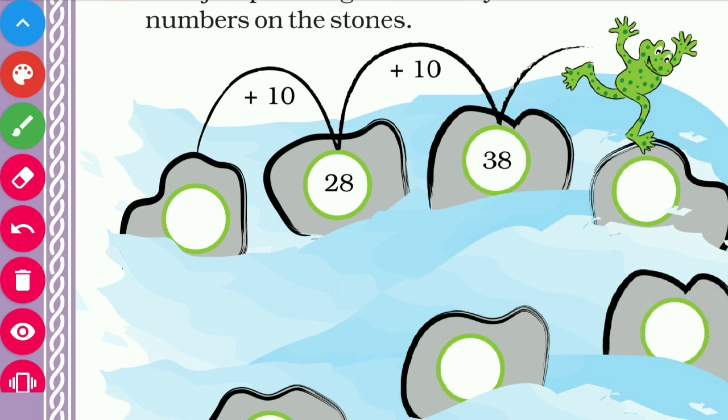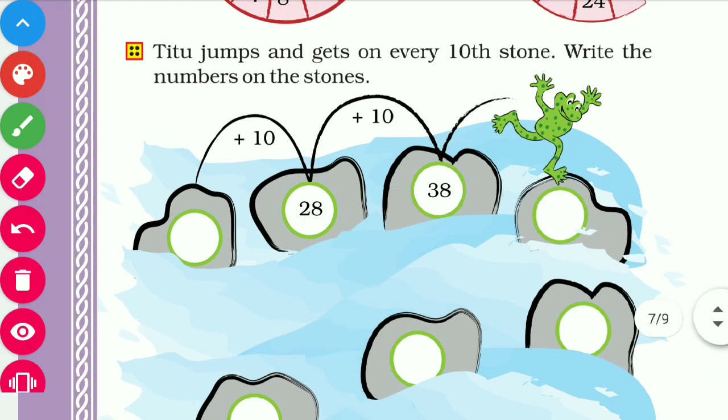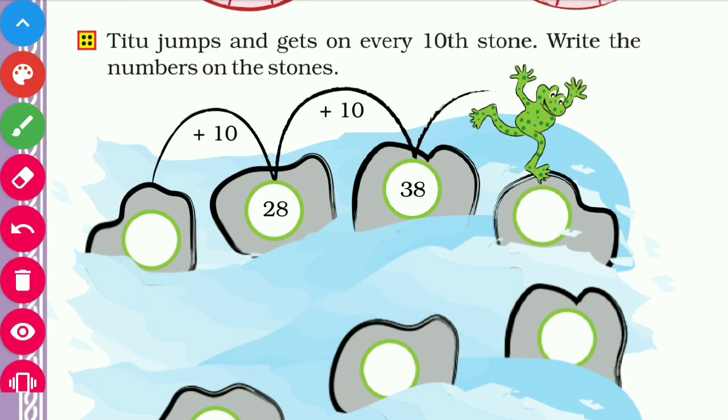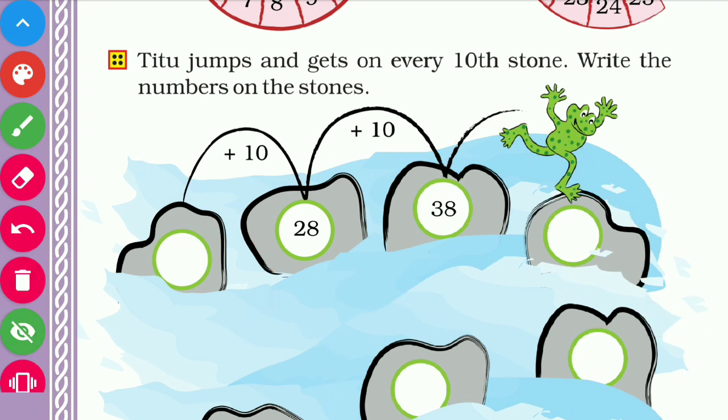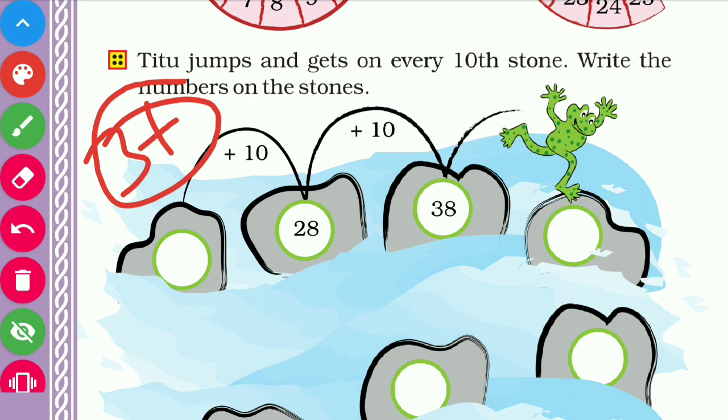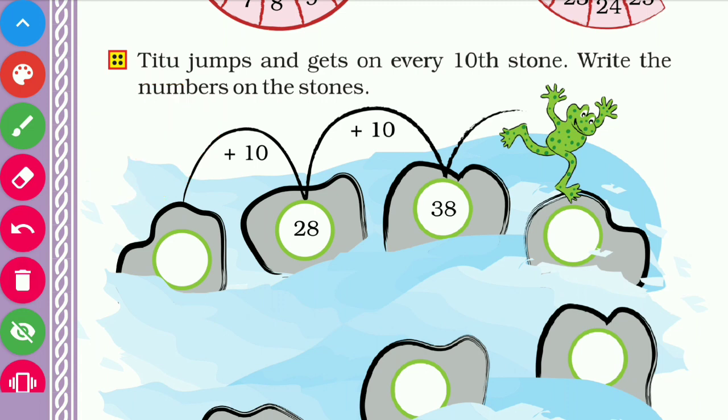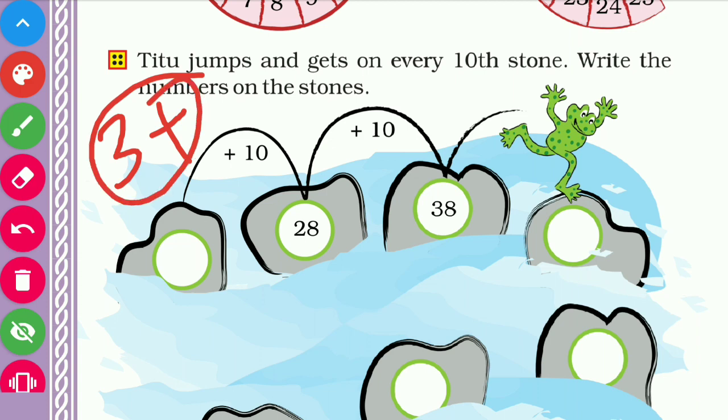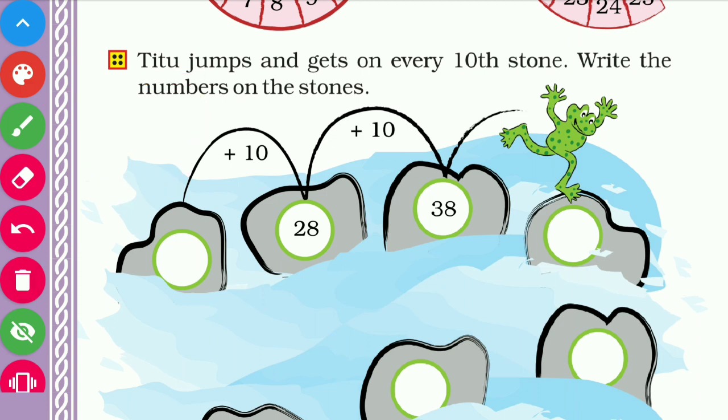Okay, so these are the stones in the water, in the river. Again, the frog is enjoying this. Okay, so now he is skipping 10 plus. Earlier it was doing 3 plus. Now it is jumping 10 plus. Right? So the number is here. It is 28. And if you want to plus 10 here, what will be the previous number?